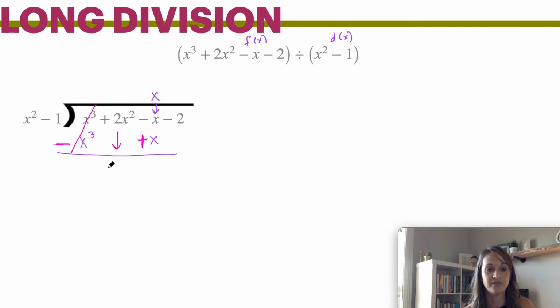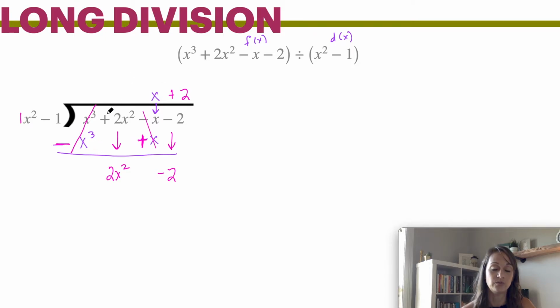You bring down the 2x squared. Negative x and a positive x give me 0, so they cancel. And then I bring down my minus 2. And so we do it again. X squared goes into 2x squared how many times? It goes into it twice, because you have to look at the coefficient in front. 1 goes into 2 how many times? It goes into it twice. And then x squared goes into x squared one time because they're the same exponent.